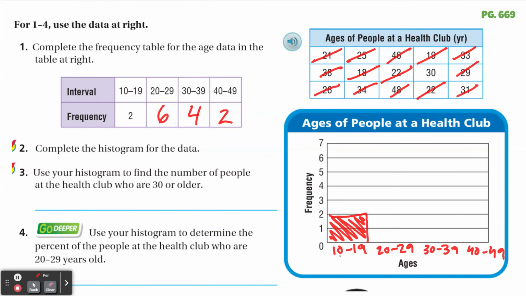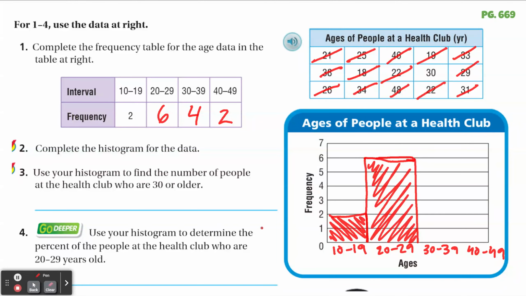And now for 20 to 29, I need to go up to 6. So remember, they're right next to each other. So on that same line, I'm going to draw up to 6, draw over, and I'll shade it again. So this shows us there was 6.